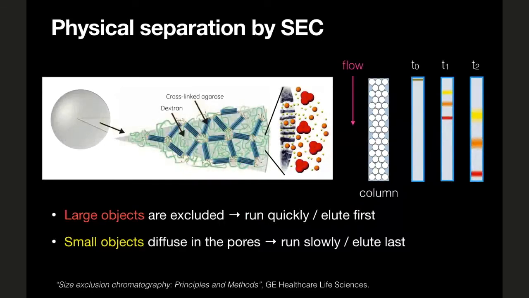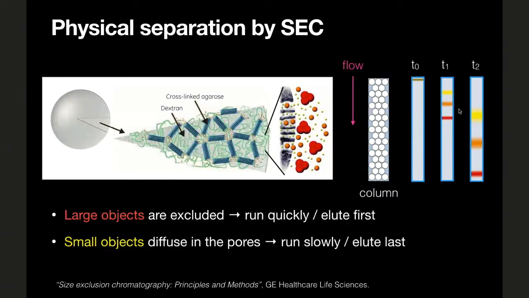Now, if you zoom in on these beads, they're composed of a porous, usually polymer material, or silica. The pores in this matrix are such that large objects are excluded from the pores and small objects can go in. So large objects that are excluded will tend to run quickly through the column, whereas small objects, which can diffuse into the pores, will run more slowly. On the right-hand side, this shows visually how these different red, orange, and yellow proteins would run through the column.